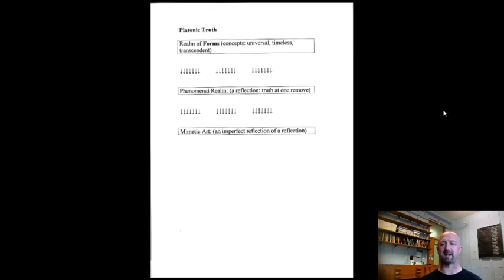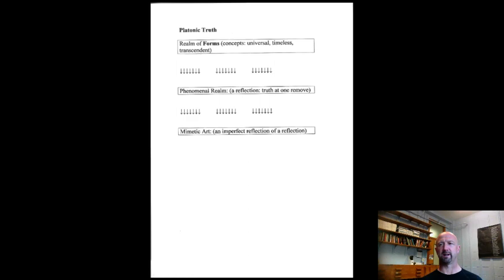He called that mimetic art. You see this at the bottom. Mimetic art was an imperfect reflection of something already in this world that was already imperfect. So it basically took you two removes away from the realm of perfection.